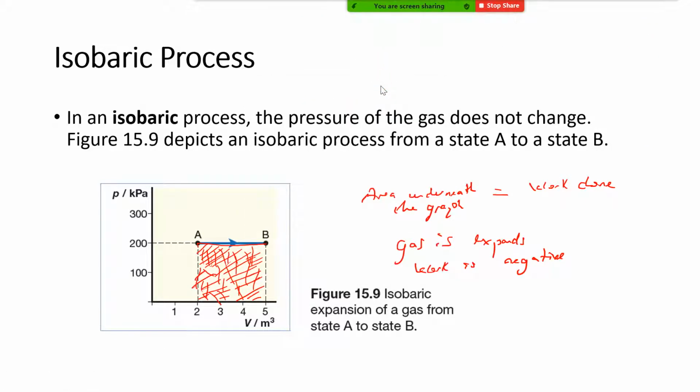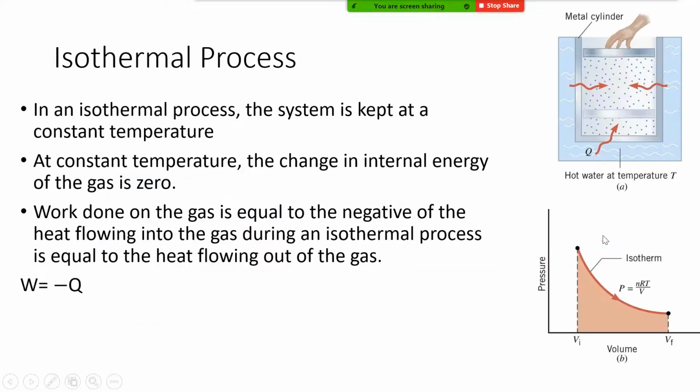All right, no problem. So just remember this information, guys. Once you see that the volume is increasing, it means that the gas is expanding, and when it is expanding, it is doing work against the environment. All right, and that's the isobaric expansion or isobaric process, as I would have made mention of already.